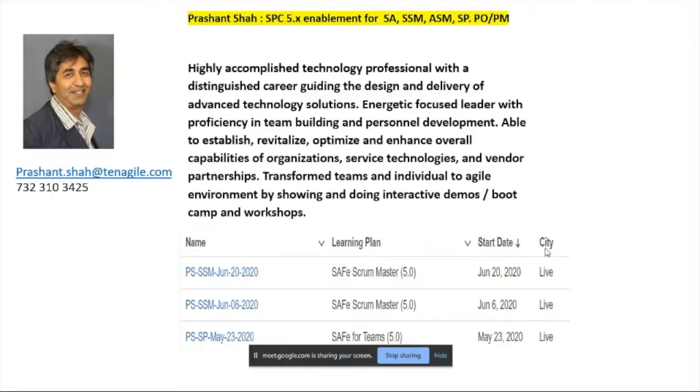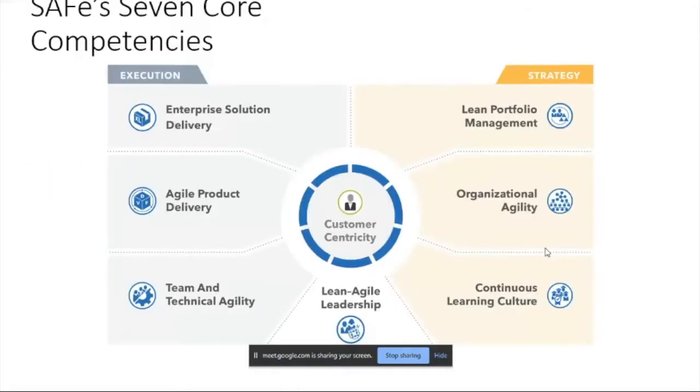But for now, let's talk about the 7 competencies. So we have 7 competencies here, 3 on the execution side and 3 on the strategy side. We'll start here, get the red pen. We'll go across this way, and then across this way too. The first one is team and technical agility.